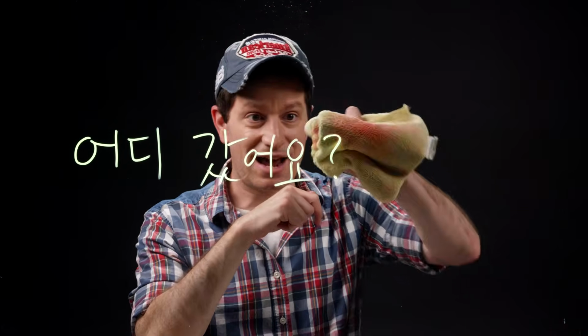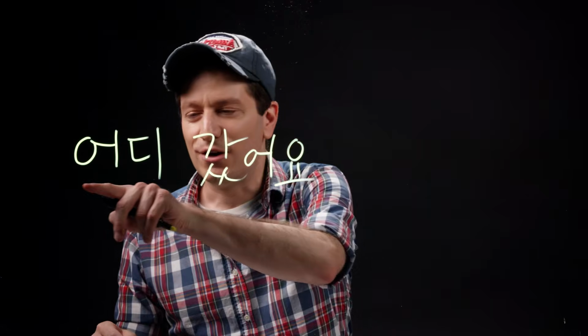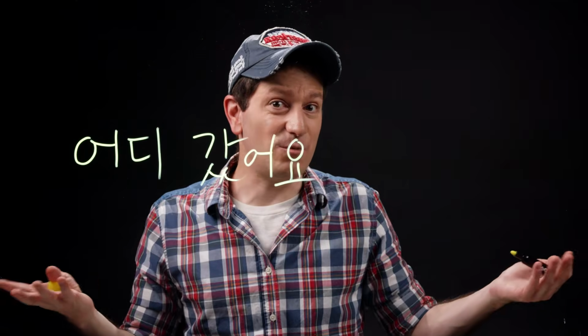And again, it doesn't have to be a question. You can also use this as a regular statement. 어디 갔어요? They went somewhere. If you really want to be annoying, someone could be like, where'd they go? And you're like, yeah, they went somewhere. They'll be like, no, where'd they go? Oh, yeah, they went somewhere. Just don't tell anyone I told you that.